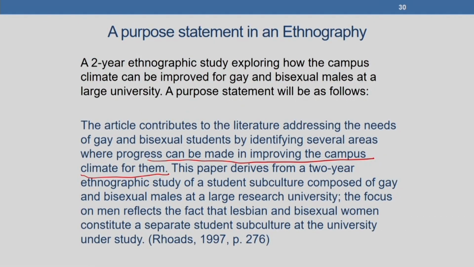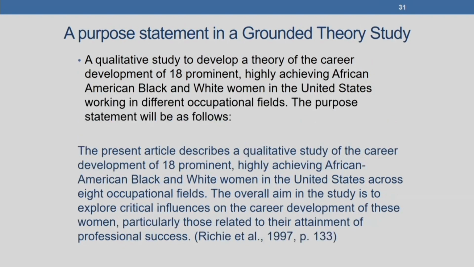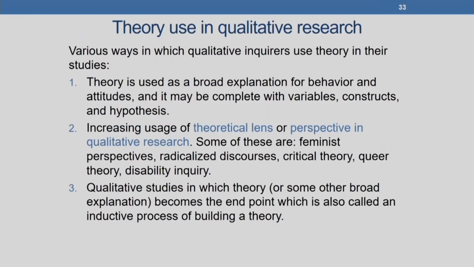However, when we are using the ethnography approach to explore how the campus climate can be improved for gay and bisexual males at a large university, we are basically coming with a lens of queer theory, where we have already sorted the issues of patriarchy or bisexuality and so on and so forth. So, there are different lenses that are used to study or design the qualitative research that we have in our mind.